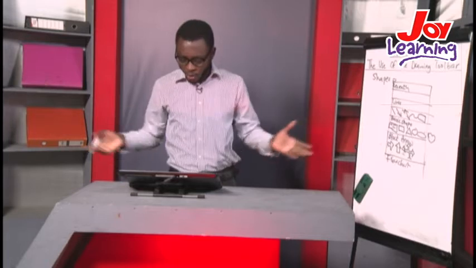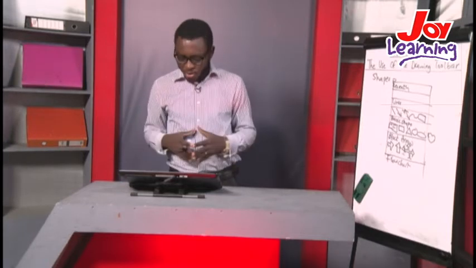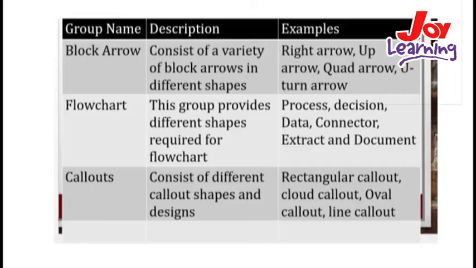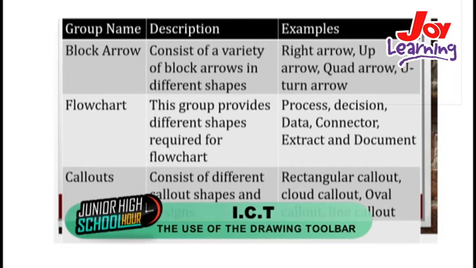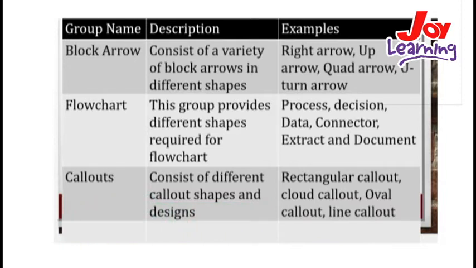Then we have callouts. Callouts consist of different callout shapes and designs. It can be a rectangular callout. A callout is normally used for animations. If somebody says something, it is put in a callout. So we have maybe a rectangular callout. What the person is saying or what the person wants to say.